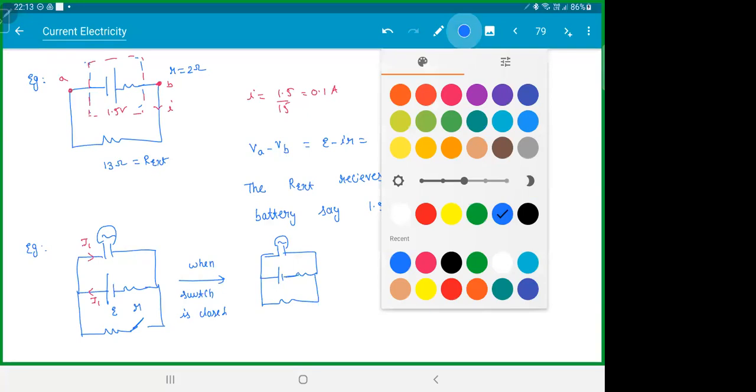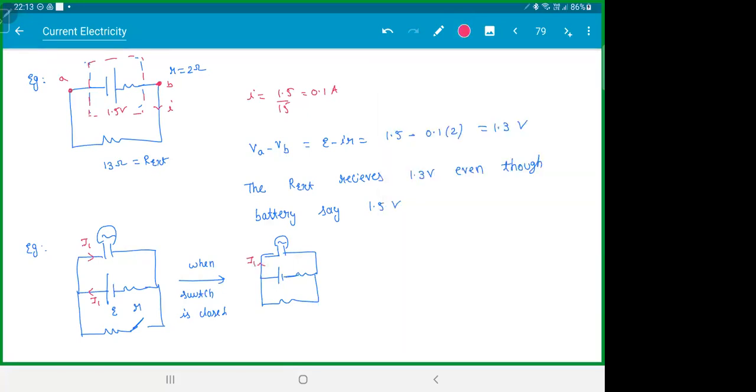Now what happens in the circuit? This current will be I1, this current will be I2, and the current in the circuit will increase to I1 plus I2. And what is the potential difference? VA minus VB will become E minus (I1 plus I2) into r. Na?